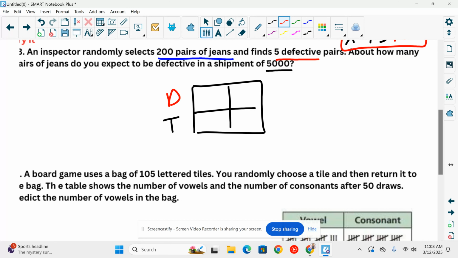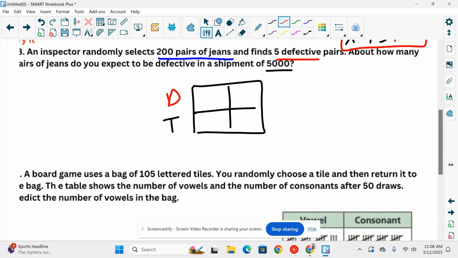It's just like a fraction that we've been doing, right? The part over the whole. The defective is the part, the whole is the total. It's the same thing. Alright, so let's take our information that we have. An inspector randomly selects 200 pairs of jeans and finds 5 defective. So that's our case study, I guess, what we call that. For our experiment. So 200, and out of those 200, 5 are defective.